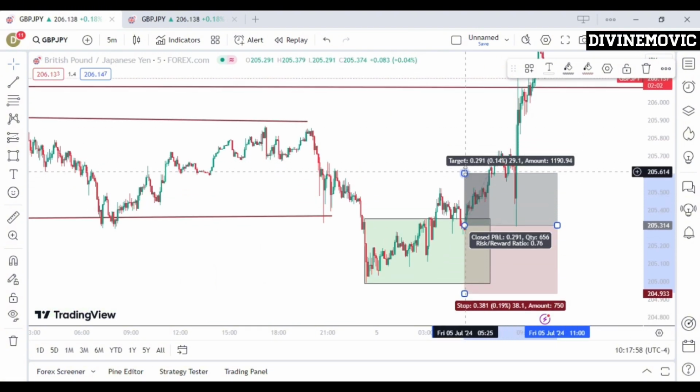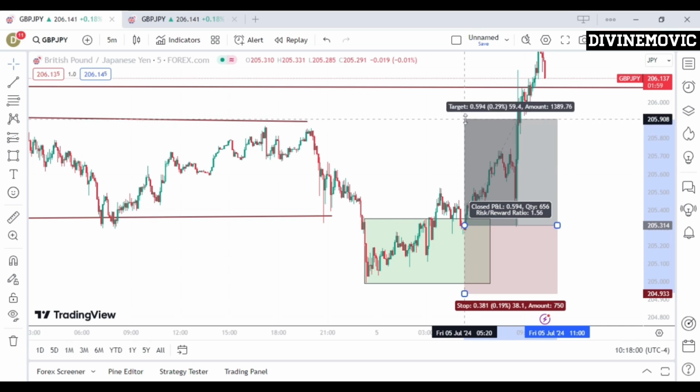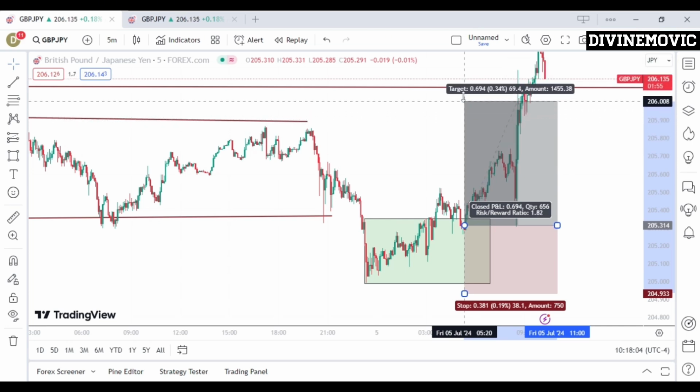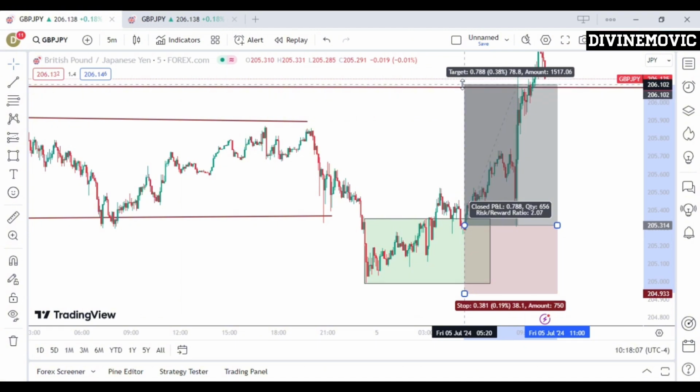And my target was to target this point here. My target was to target this point here for a 1:2 at this point here, and possibly the full TP of 1:3 at this point here. And that was how I was able to achieve that trade.